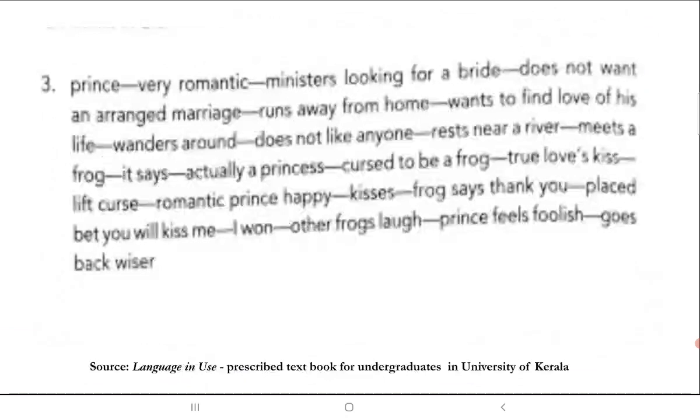Prince, very romantic, ministers looking for a bride, does not want an arranged marriage, runs away from home, wants to find love of his life, wanders around, does not like anyone, rests near a river, meets a frog. It says, actually a princess, cursed to be a frog, true love's kiss, lifts curse, romantic prince happy, kisses frog, says thank you, placed bet, you will kiss me, I won. Other frogs laugh, prince feels foolish, goes back wiser.